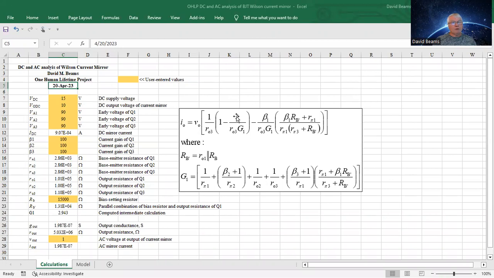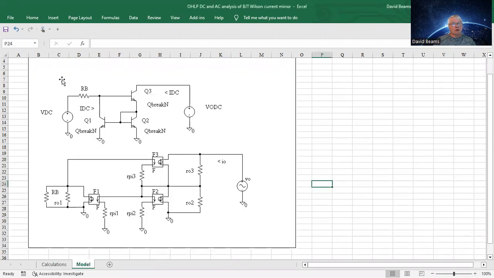And the fourth one is this worksheet, which is DC and AC analysis of the BJT Wilson current mirror circuit. The models are on this tab. This is the circuit diagram, the external controlling voltage is VDC, and this bias setting resistor R sub B, and VODC sets the output voltage that the current mirror is operating into.